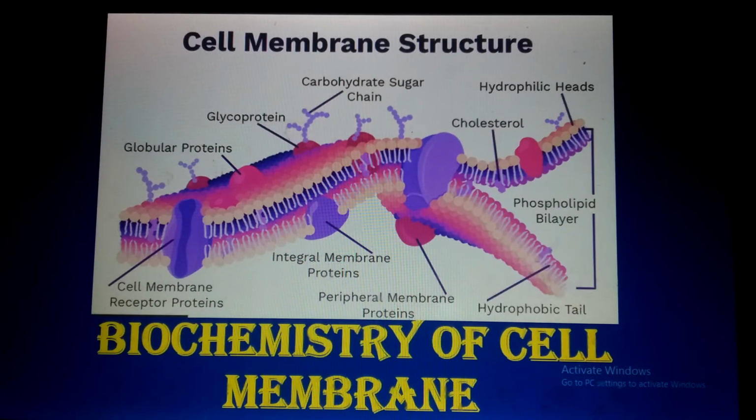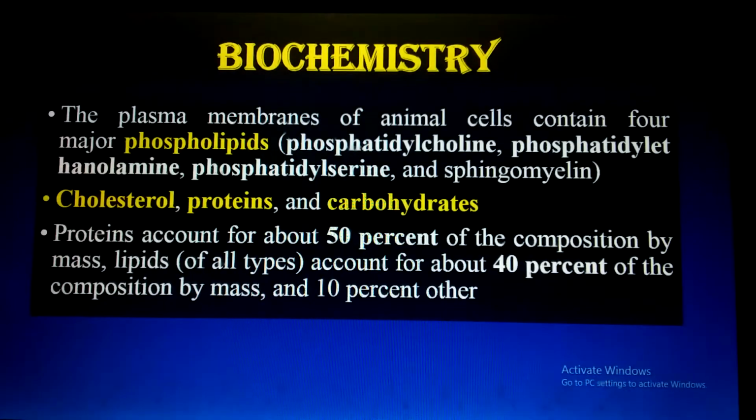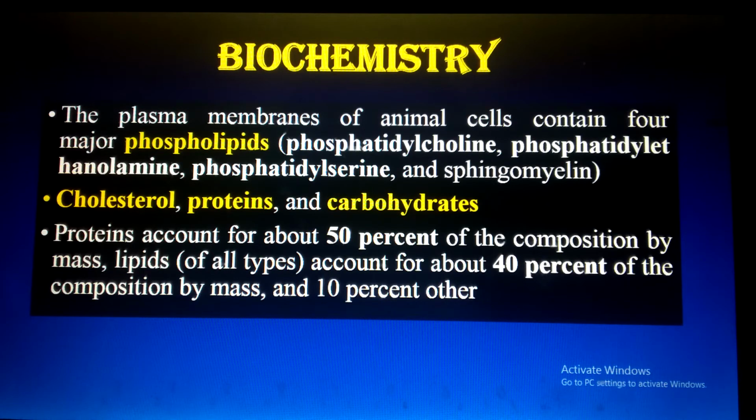Okay. Now the biochemistry. What is the composition of the cell membrane? Now we are going to learn the biochemistry. The plasma membrane of animal cell contains 4 major phospholipids. Must keep it in your mind. The phospholipids, 4 types of phospholipids. Number 1, phosphatidylcholine, phosphatidylethanolamine, phosphatidylserine, and sphingomyelin.